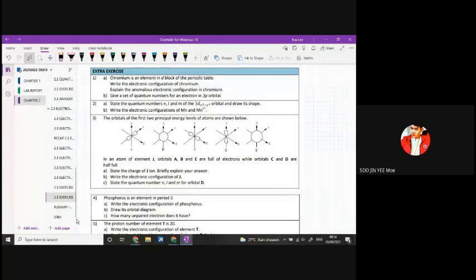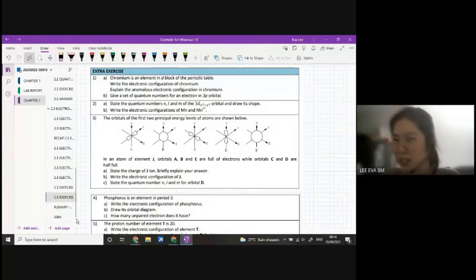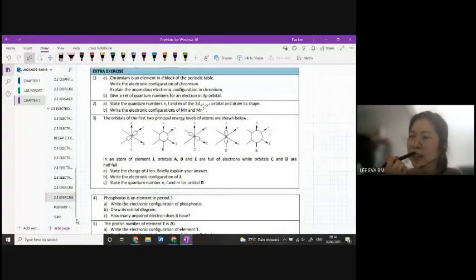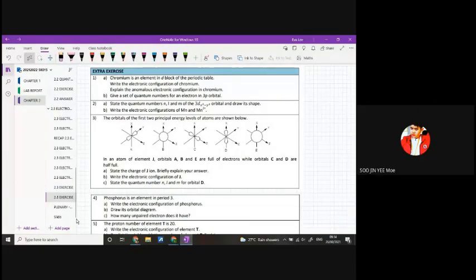Okay. Thank you. Very good question. Similar to the question just now, who asked, madam perlu tak kita tulis yang kosong tu? For the orbital diagram as well as the electronic configuration, if there is no electron, we don't have to write. Okay, thank you, madam. Right. Any other questions?